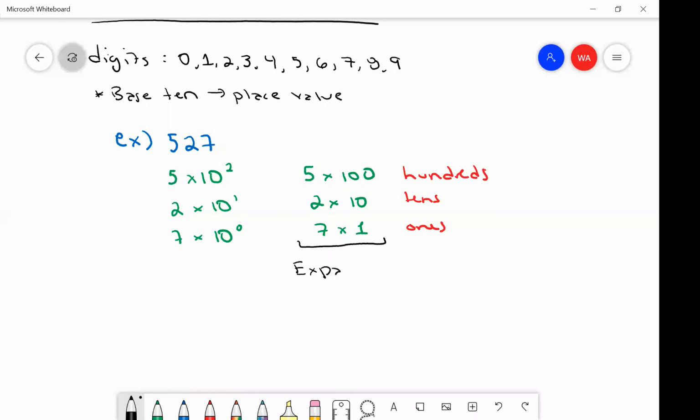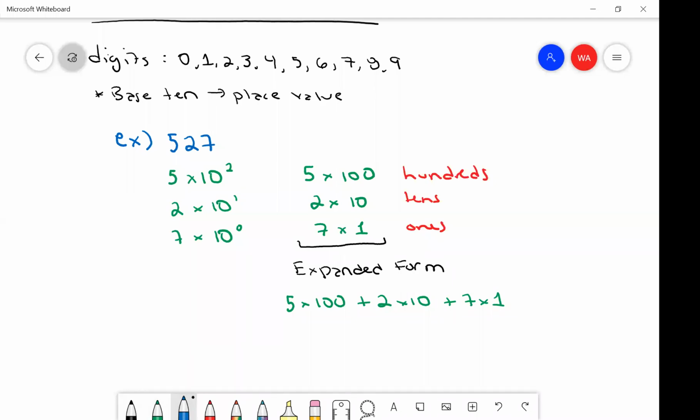By the way, the number written in this form is often called expanded form. Typically, when they write something in expanded form, it looks like this, rather than a column like how I have it written. It's 5 times 100 plus 2 times 10 plus 7 times 1. And if we multiply those out, it becomes 500 plus 20 plus 7, which is our original number. So that's the idea called expanded form.